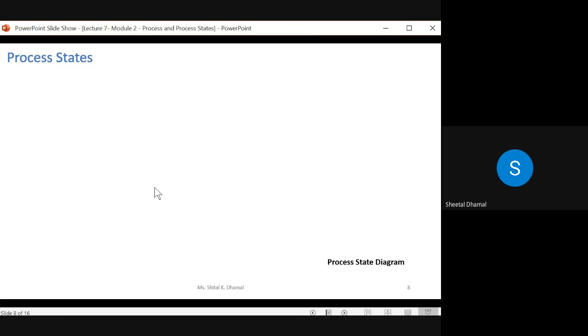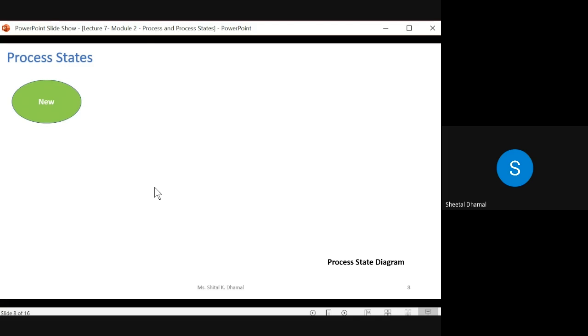So what is process state? The current activity of the process is recorded by an operating system, and that current activity of the process is called process states. There are different states of the process. The first state of the process is called the new state.